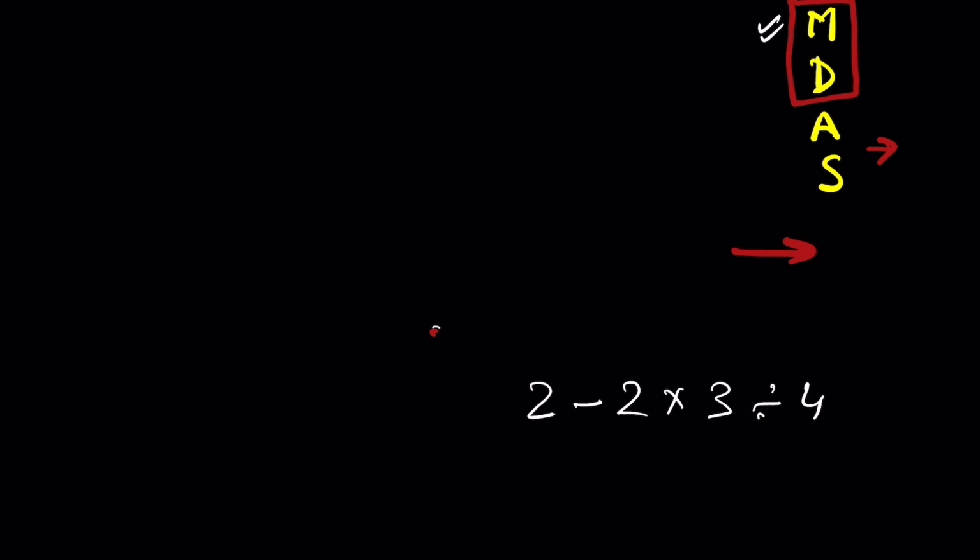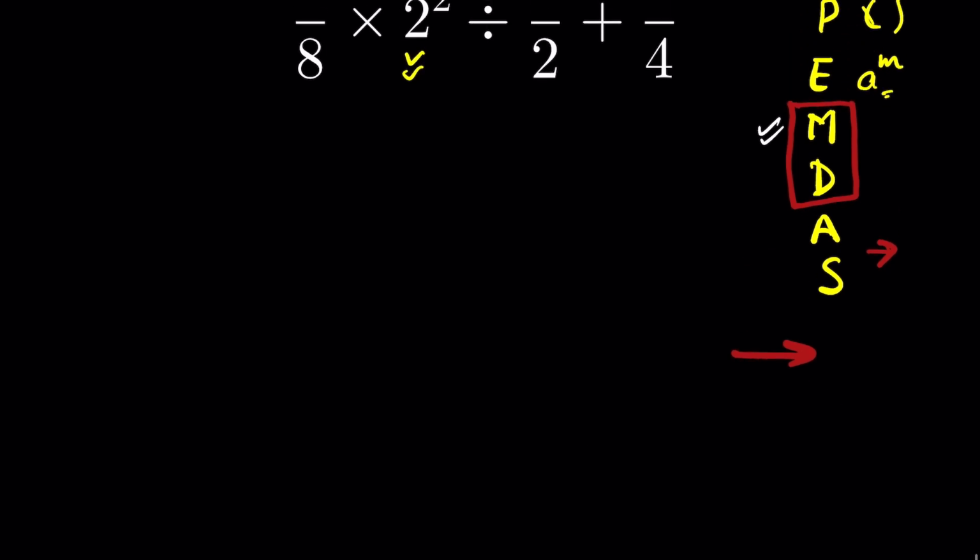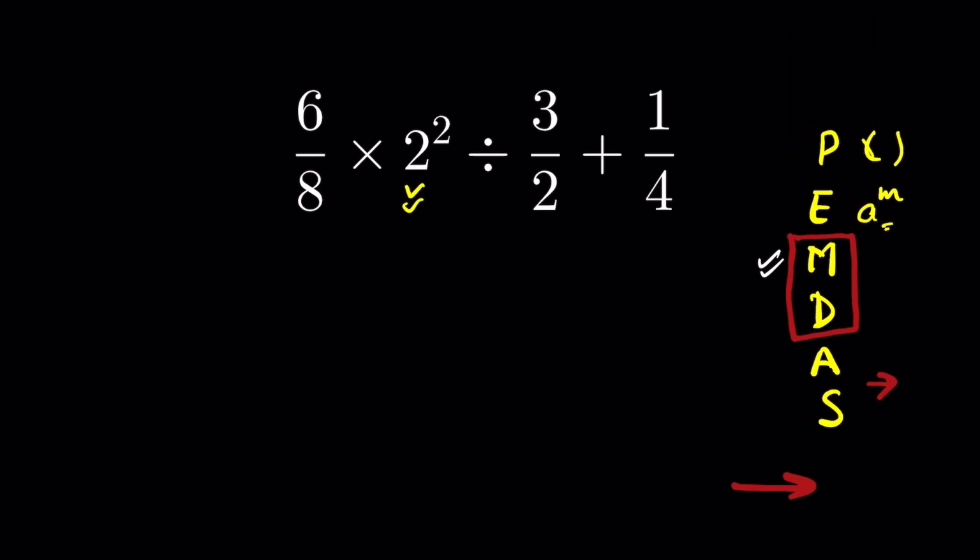Now here again left to right means you have to check between multiplication and division. So from left to right we have multiplication first. So we'll do multiplication first. This is what the left to right rule means. Now here, before going for left to right, we will need to solve this exponent.